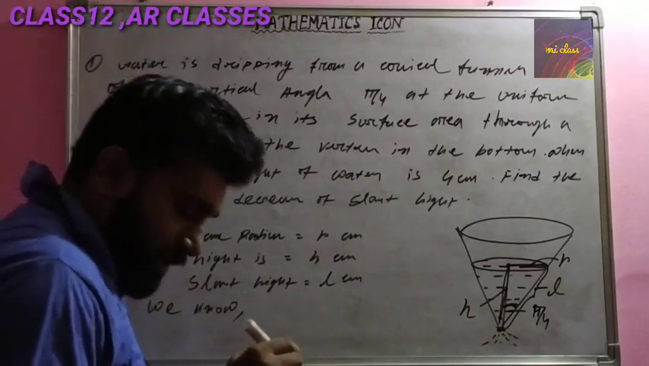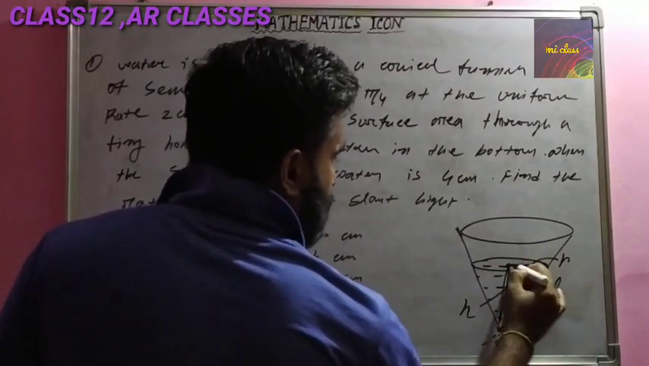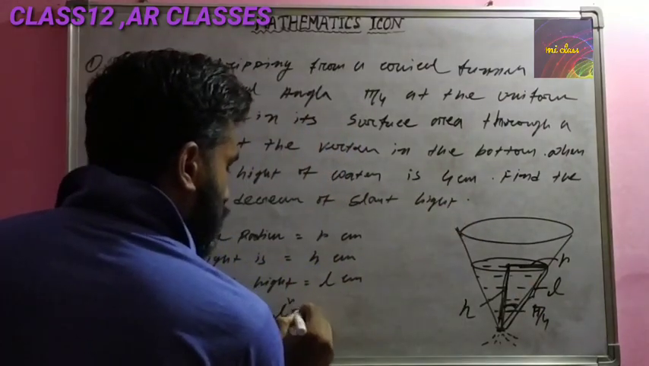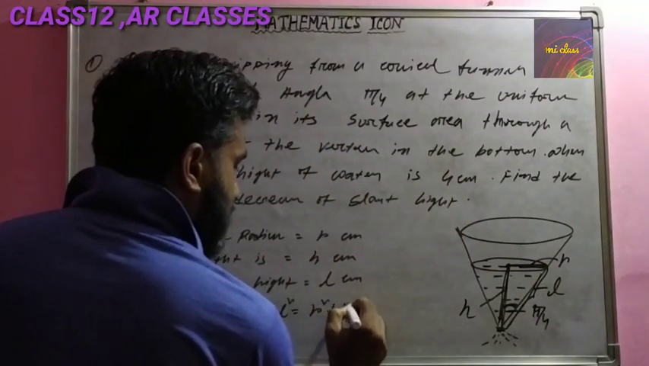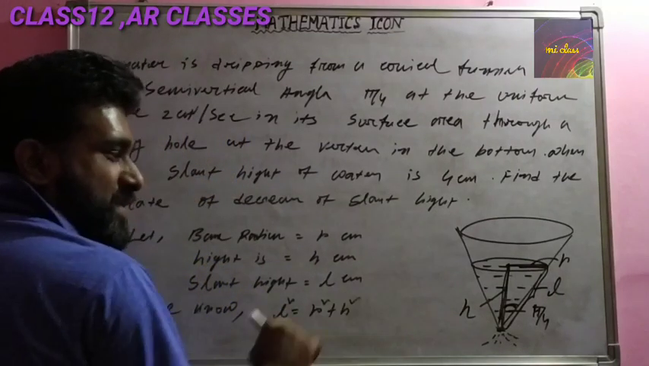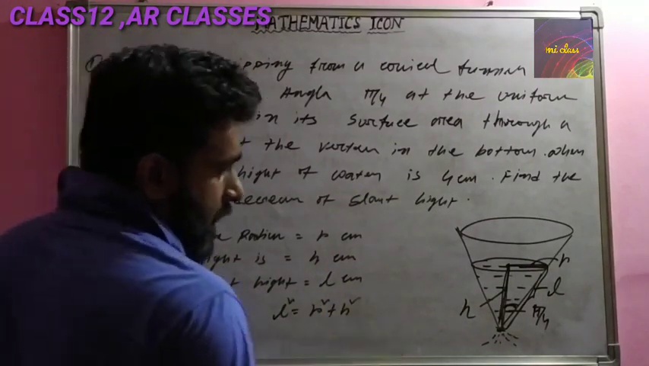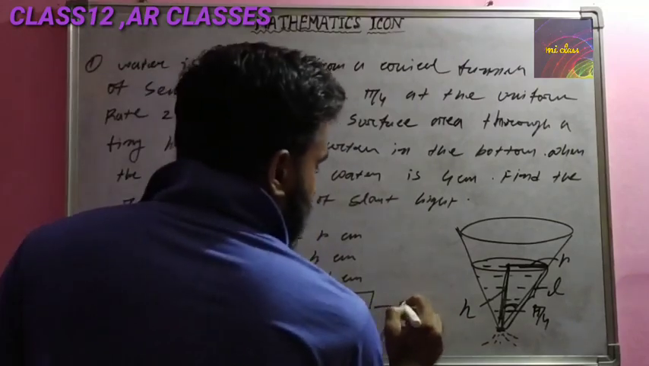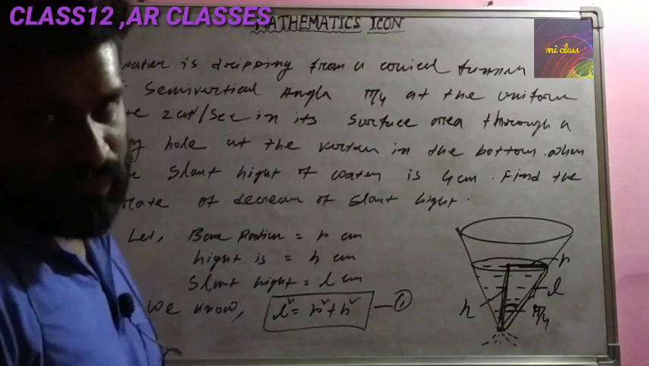Okay, I think this part is the right angle triangle. So from this part, can I write this line? Hypotenuse square equals base square plus height square. Hypotenuse means L, base means r, and height is h. Whatever it is, we can write this identity, and it will be your equation number 1.